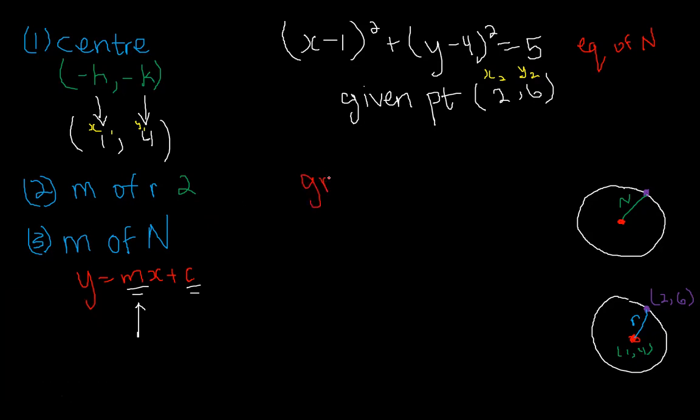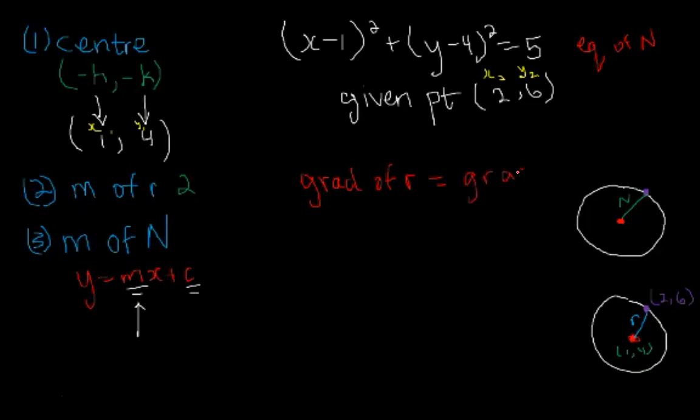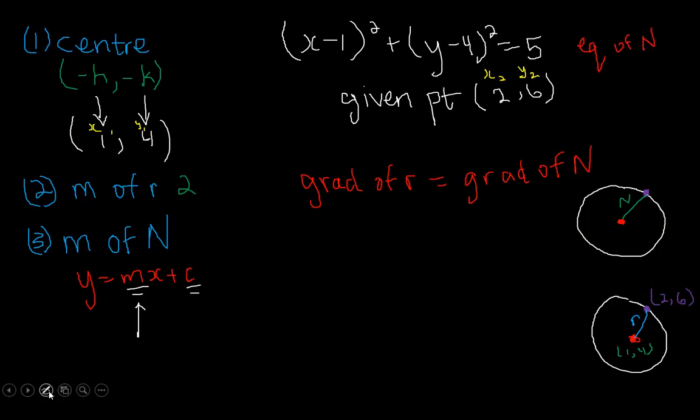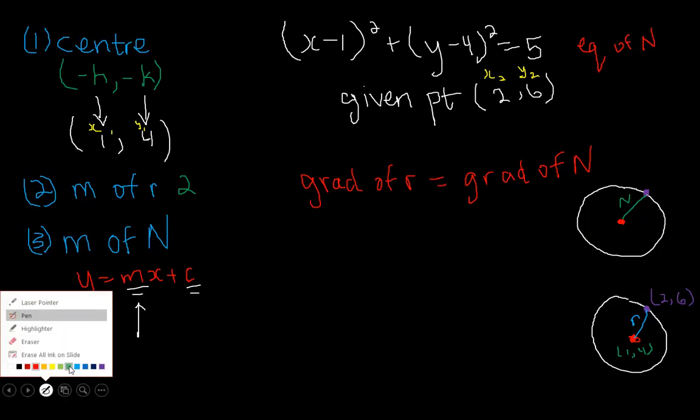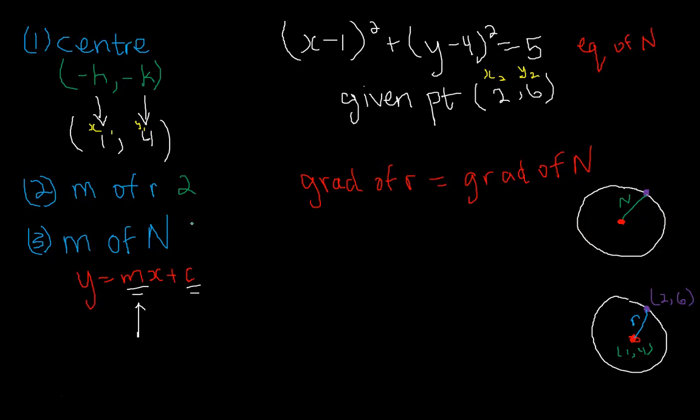So I need you to remember grad, so that means gradient of r is equal to gradient of n. They look like they're the same line, so they have the same gradient, right? Because gradient is constant. So that means that the gradient of n, which is the normal, is also 2. So that's the third step finished.